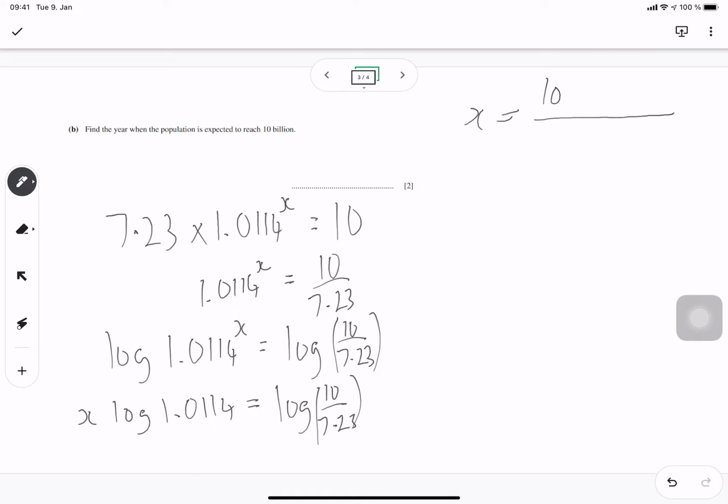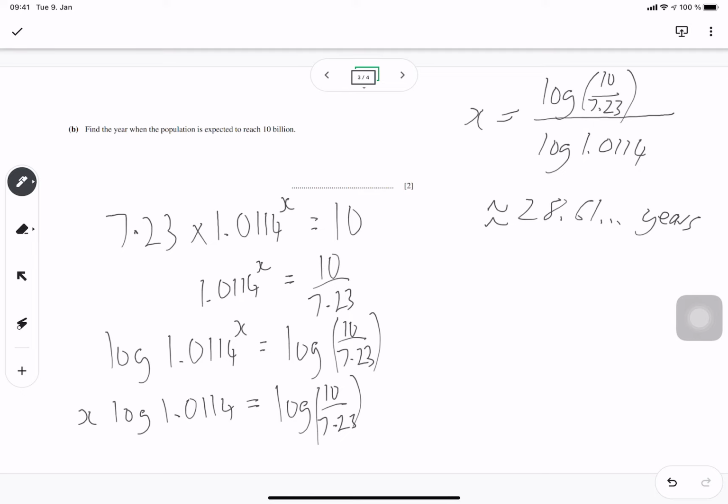So I already had log of 10 over 7.23, and now I do log 1.0114. Now some of you will probably be able to tap that into your calculator, and if you do that, you get 28.61 years.